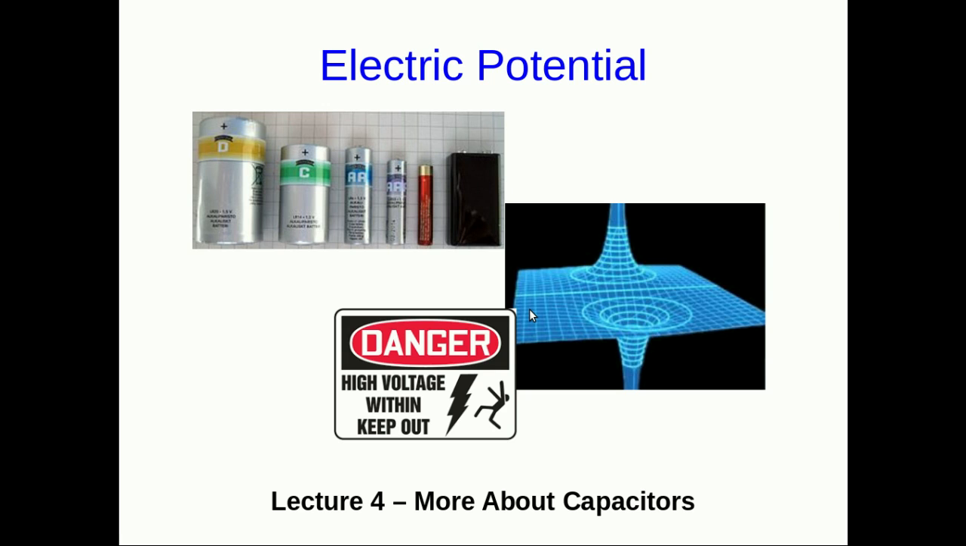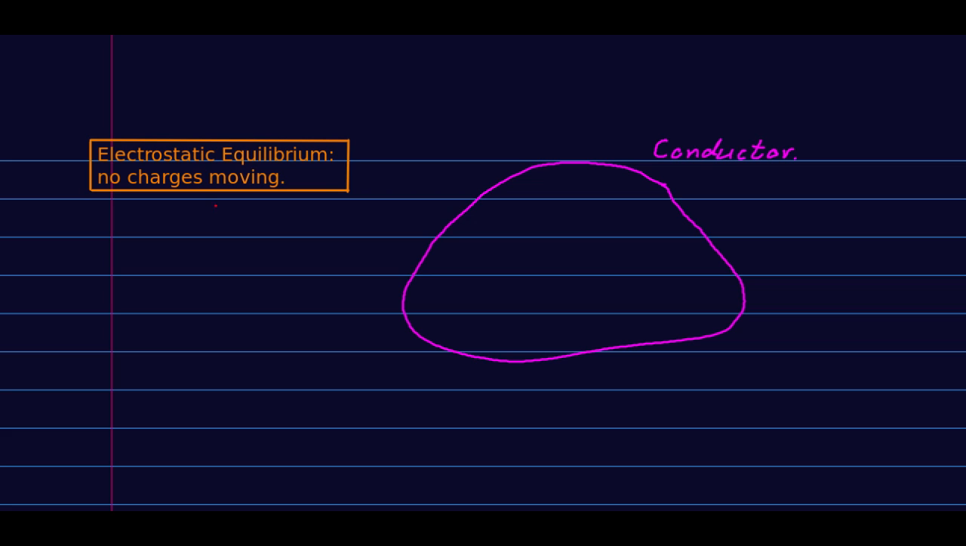Hello, and welcome to Lecture 4 of the Electric Potential Unit in Phys 1201, and this lecture is all about capacitors. In an earlier lecture, we talked about electrostatic equilibrium, which means that none of the charges in an object are moving. And remember that in a conductor, the charges are free to move, and so if there was an E field inside, it would cause charges inside to accelerate.